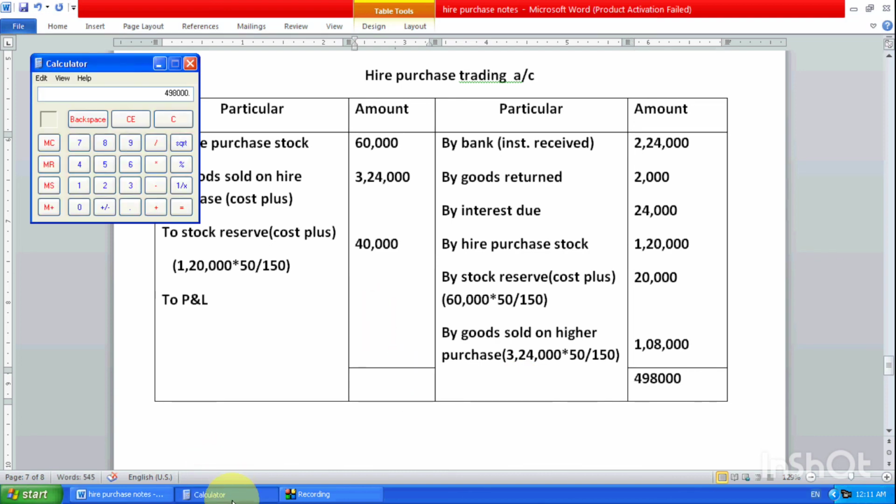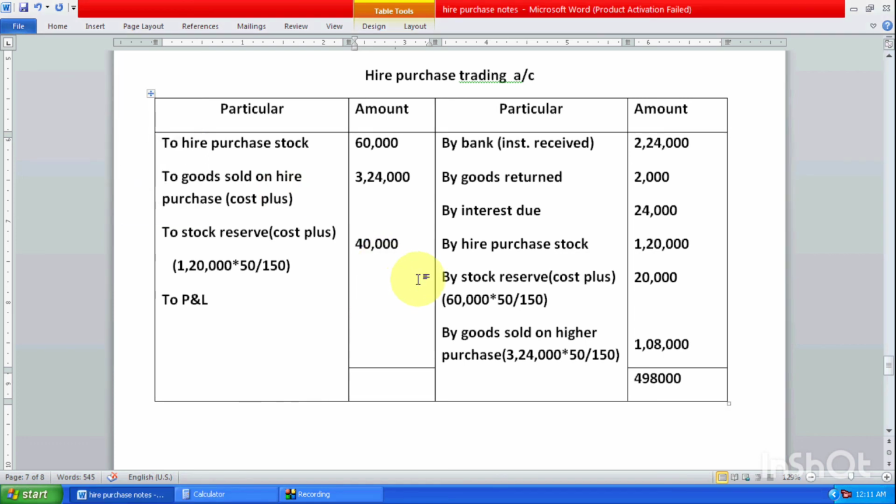But first we have to deduct these amounts. 4,98,000 minus 60,000 minus 3,24,000 minus 40,000. Okay, the remaining amount is 74,000. These 74,000 is our profit. 74,000 is the trading profit. The overall ledger balance is 4,98,000. The ledger should always tally.